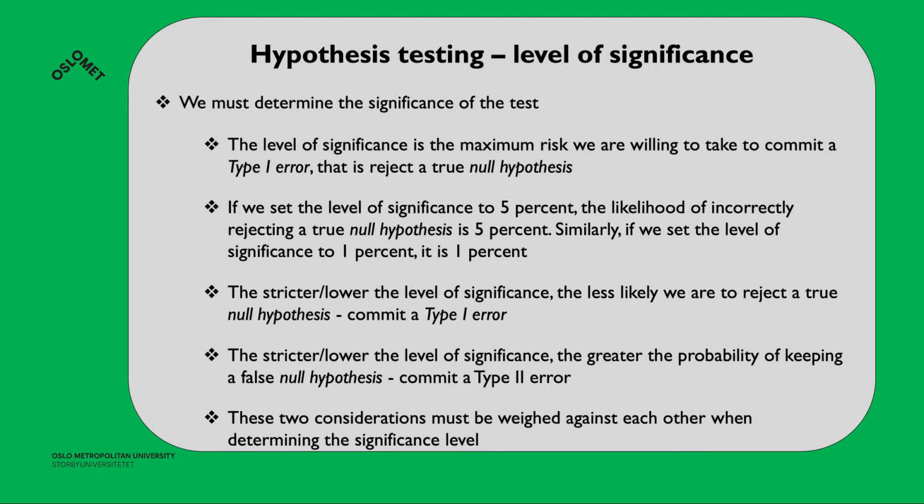But the stricter, the lower the level of significance, the less likely we are to reject a true null hypothesis, to commit a type 1 error. But the stricter, the lower the level of significance, the greater the probability of keeping a false null hypothesis, that's committing a type 2 error. So these two considerations have to be weighed against each other when determining the level of significance. That's our willingness, the risk we are willing to take, to commit a type 1 error.